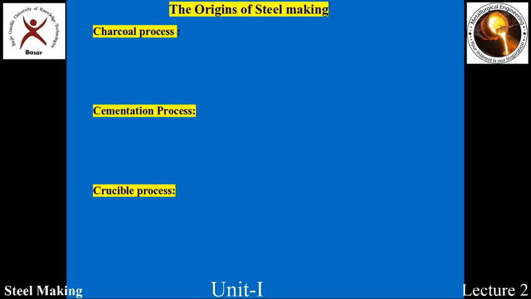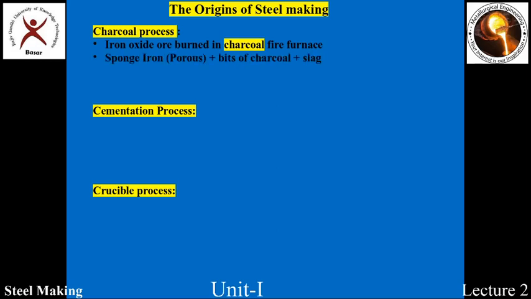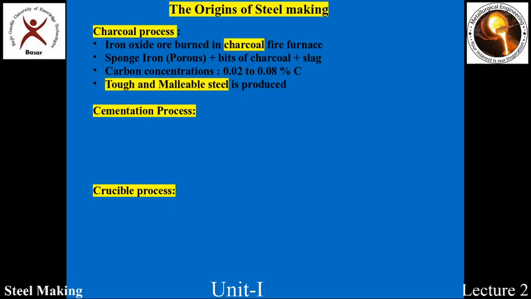Next slide, if you see, what is the origin of the steel making process, starting from the charcoal process. Here you are using a combination of iron oxide ore or hematite ore burned with charcoal in a simple wood firing furnace, and other raw materials such as sponge iron and charcoal bits, and some amount of tar as a slag are used. Finally, this produced carbon concentration levels of 0.02 to 0.08 percent carbon. This steel is named tough and malleable steel.